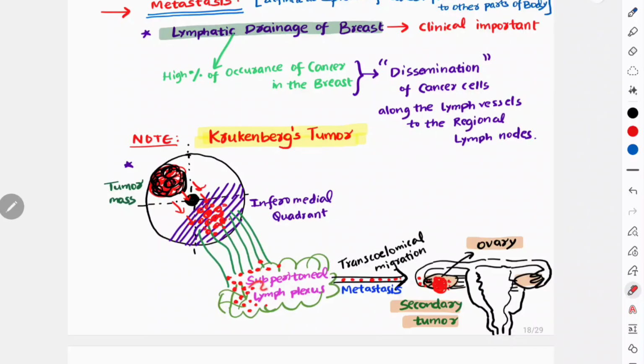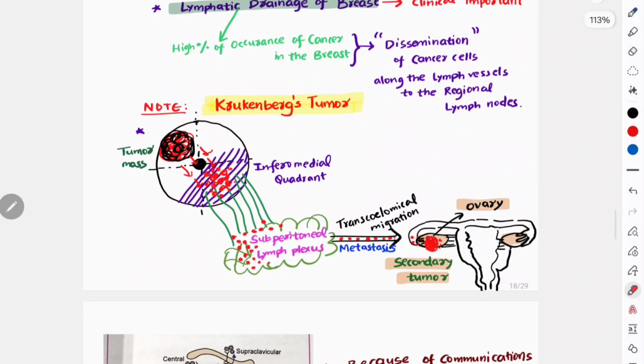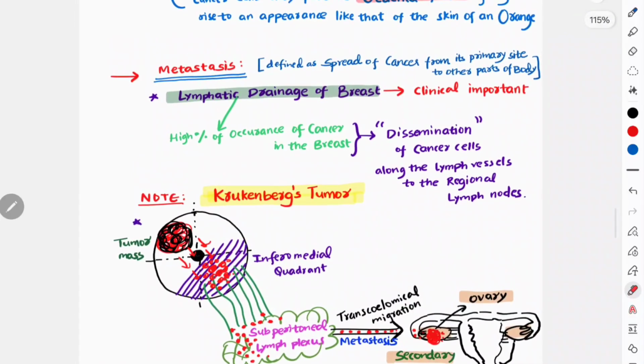From that it is going to the subperitoneal lymph plexus. We have discussed that in lymphatic drainage, right? There will be the subperitoneal lymph plexus. From that, by transcoelomic migration, it will metastasize. It will go to the ovary and start developing and dividing there and becomes a secondary tumor over there. So this is the Krukenberg tumor. You have to remember that. Distant metastasis is by transcoelomic migration.